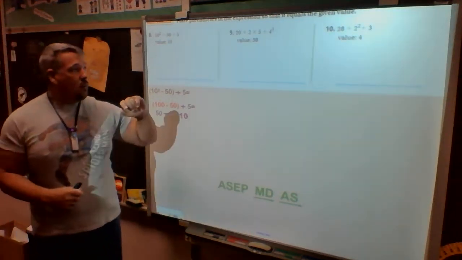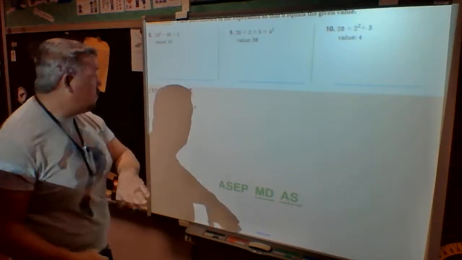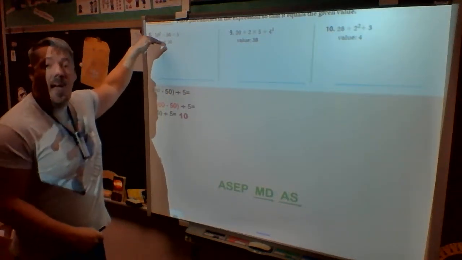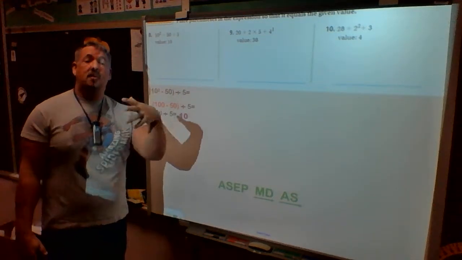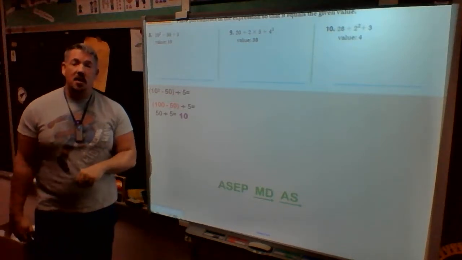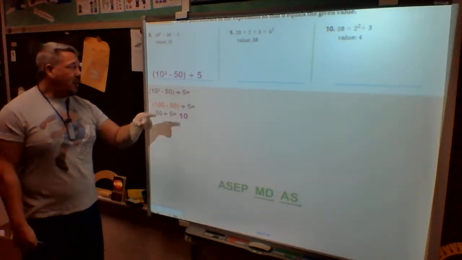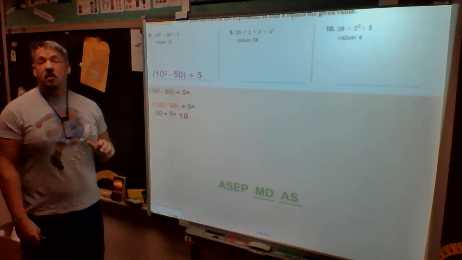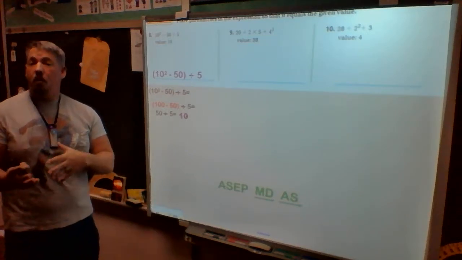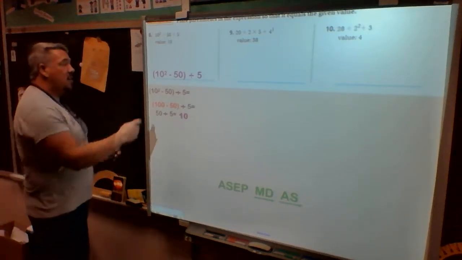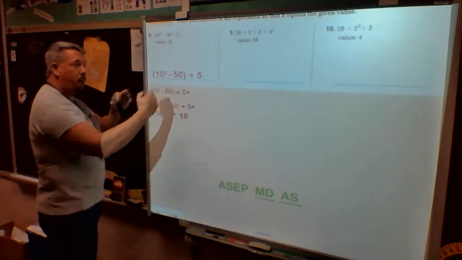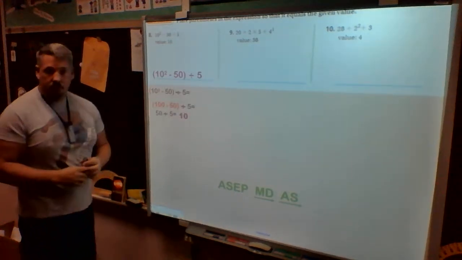The directions don't tell me to find the value, because this is the value that they tell me I have to get. I have to write the expression with parentheses inside. So my correct answer is going to be this. It's going to be the expression. A math problem without an answer to it. 10 squared minus 50 in parentheses divided by 5.